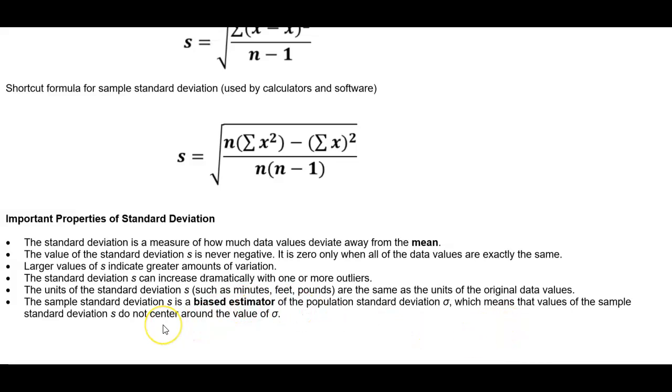Now, the sample standard deviation is a biased estimator of the population standard deviation, which means that values of the sample standard deviation do not center around the value of the population standard deviation.